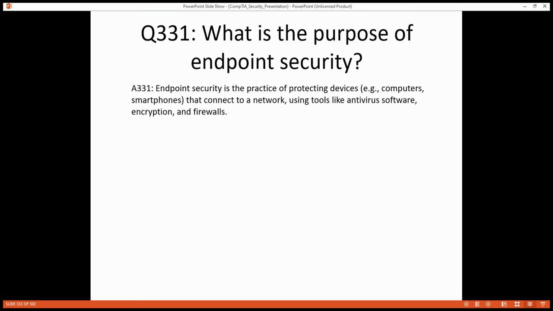Q331. What is the purpose of endpoint security? A331. Endpoint security is the practice of protecting devices, e.g., computers, smartphones, that connect to a network, using tools like antivirus software, encryption, and firewalls.